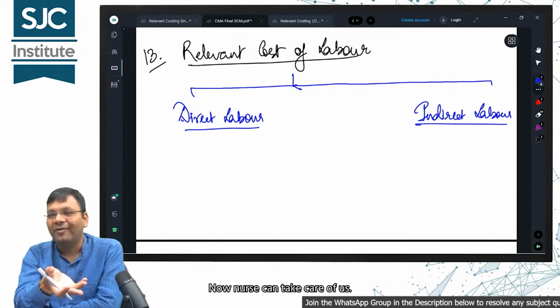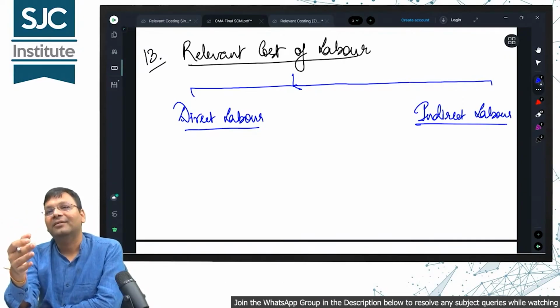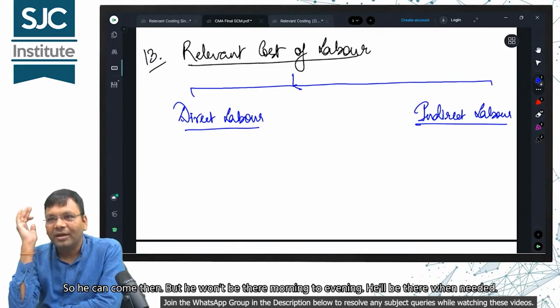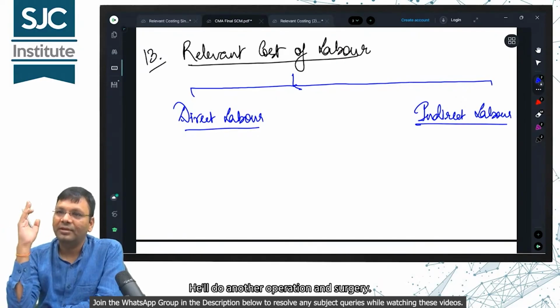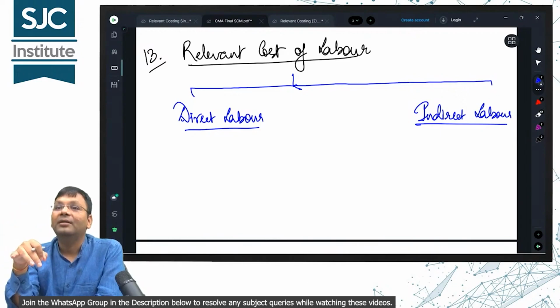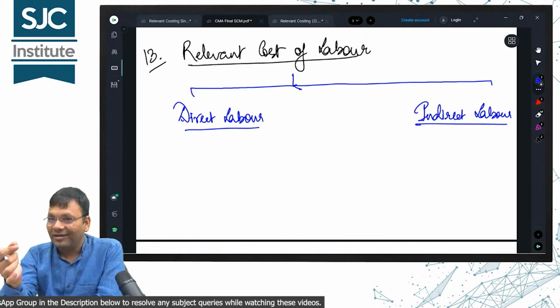Surgery is done. Now the nurse can take care of us. So if the doctor wants to visit, he can come again, and when the patient is cured, he can come then. But he won't be there morning to evening. He'll be there when needed. He'll do another operation and surgery. Do you understand? Who is the doctor? A direct worker. He is coming only when there is work.